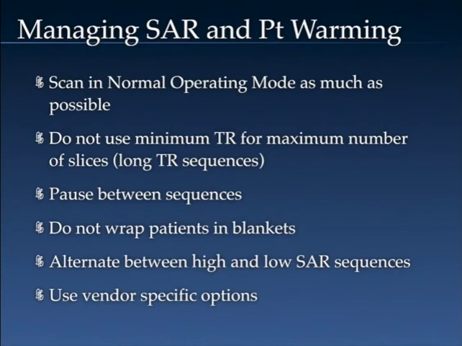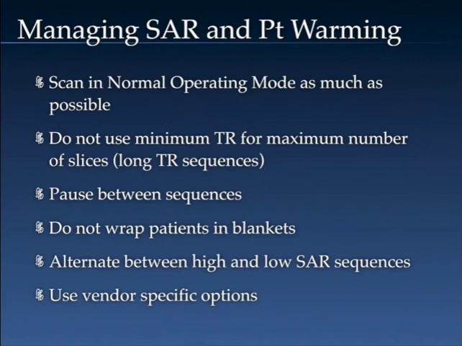Secondly, don't use the minimum TR for the maximum number of slices for long TR sequences. In other words, if, say, you're doing a sagittal T2 something or other, and the slices that you need are, let's say, 14 slices, and to get those 14 slices, the system will need a minimum TR of 3,000 milliseconds. Well, don't use 3,000 milliseconds in that situation. Use 3,500 or 3,600. Just go up a little bit. Don't pack the TR with the maximum number of slices.